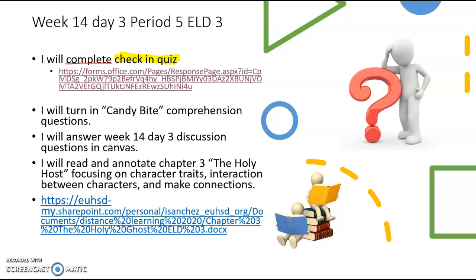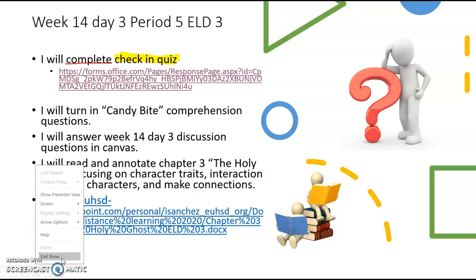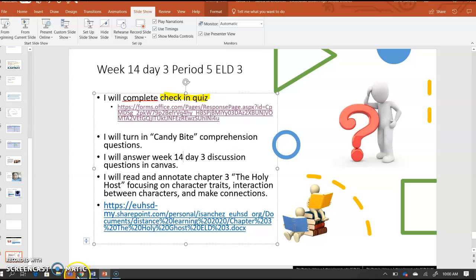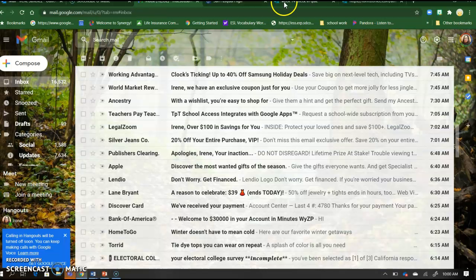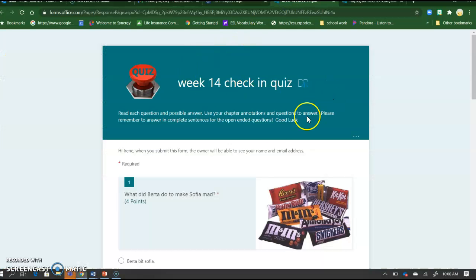So this slide, the links on the slide will be in our video channel in our ELD3 teams. Okay. Real simple. I do want to show you our quiz. I want to show you what it looks like. You do have some multiple choice questions, and you also have some open-ended questions, which are questions that you have to answer. Okay, so our check-in question says week 14 check-in quiz.